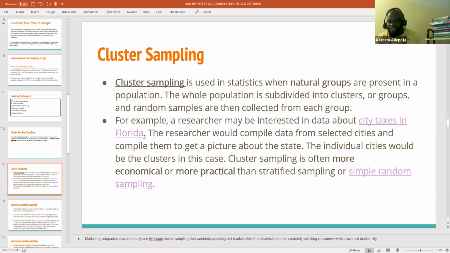Okay. Another example I want to talk about is that marketing companies also use cluster sampling. The kind of cluster they use is a two-stage cluster. In the first stage, they randomly select market cities, which I call clusters, and then they randomly select consumers within each of the market cities.